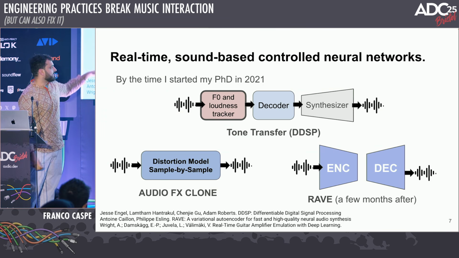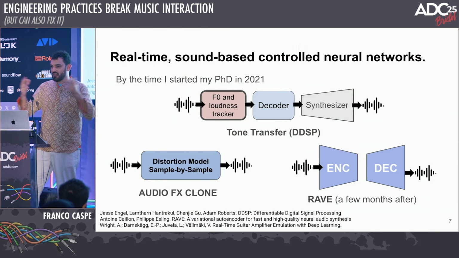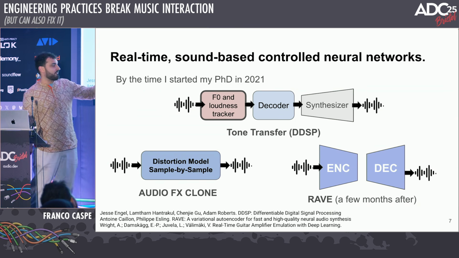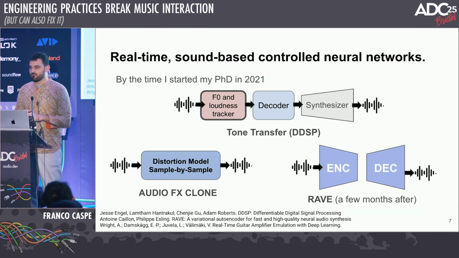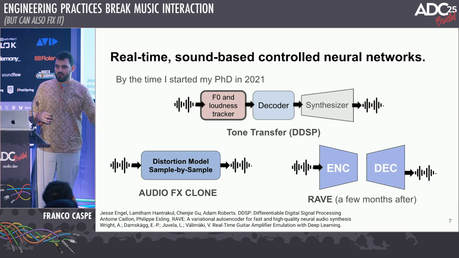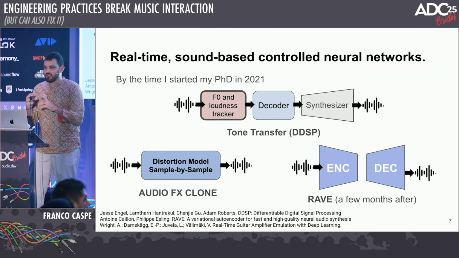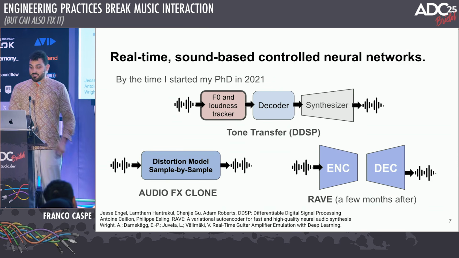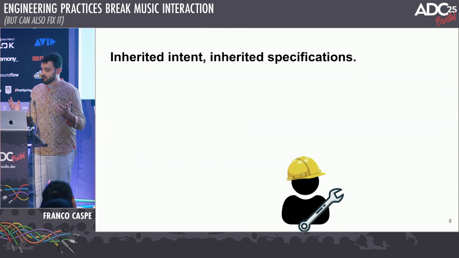Then we have, for instance, the system for cloning audio effects. So if we have dry and wet data, we can actually train a neural network to simulate that effect. And then a few months after I started my PhD, we got this RAVE model from Ircam that we're going to see later. But this model also works in the same way, right? There's an audio input, an encoder that extracts some information, and then a decoder that generates sound based on that information.